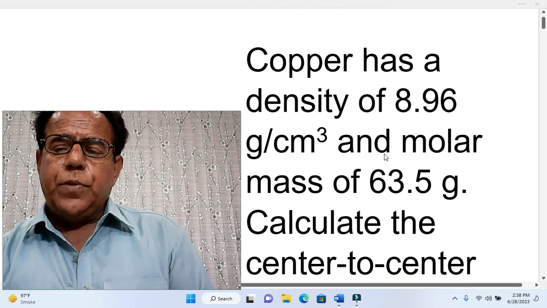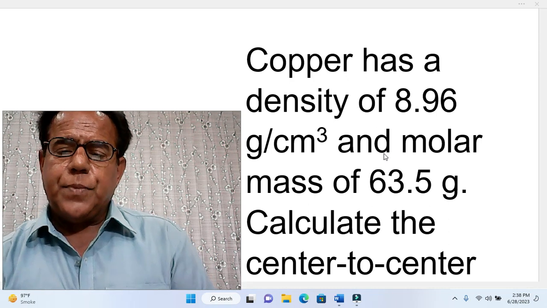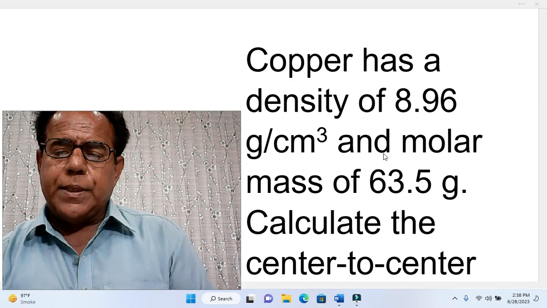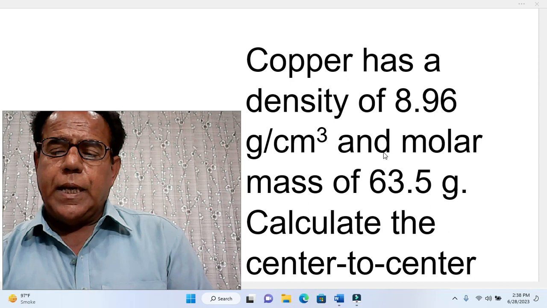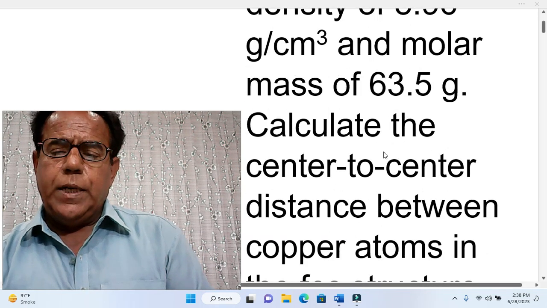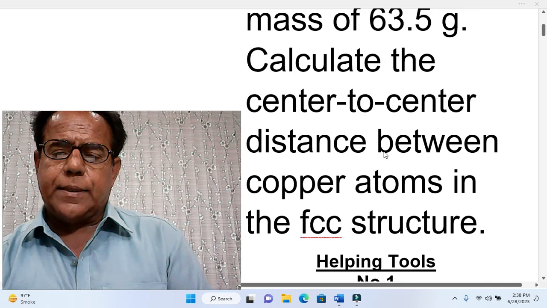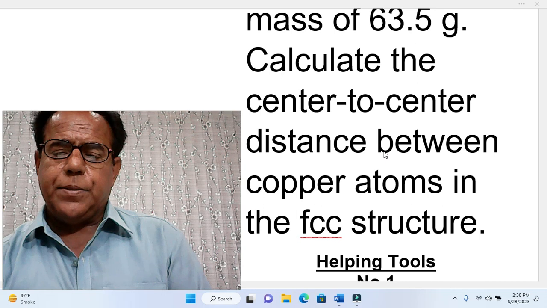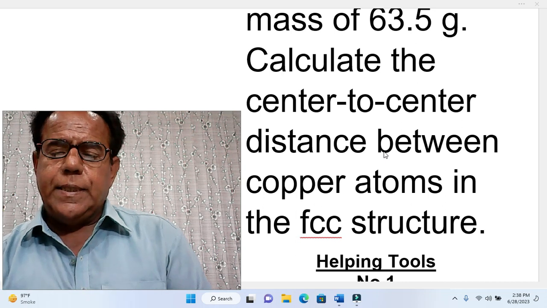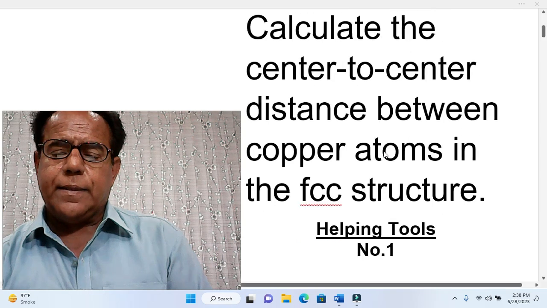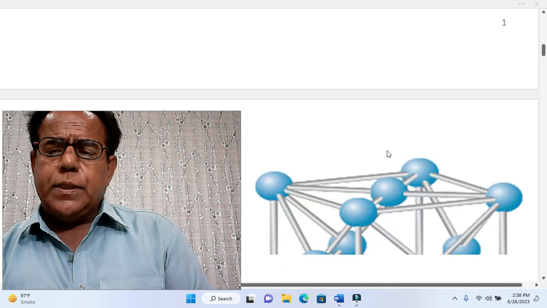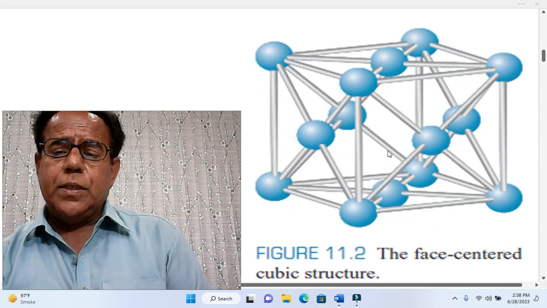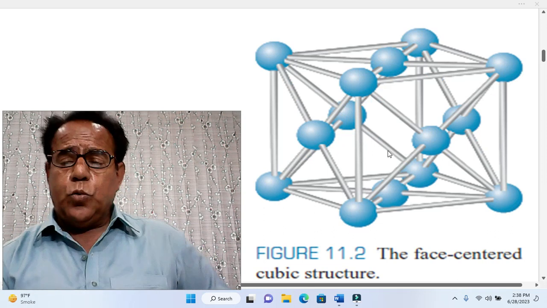Copper has a density of 8.96 gram per cubic centimeter and molar mass of 63.5 gram. Calculate the center to center distance between copper atoms in the FCC face centered crystal structure. After going through the statement, we now come to helping tools.